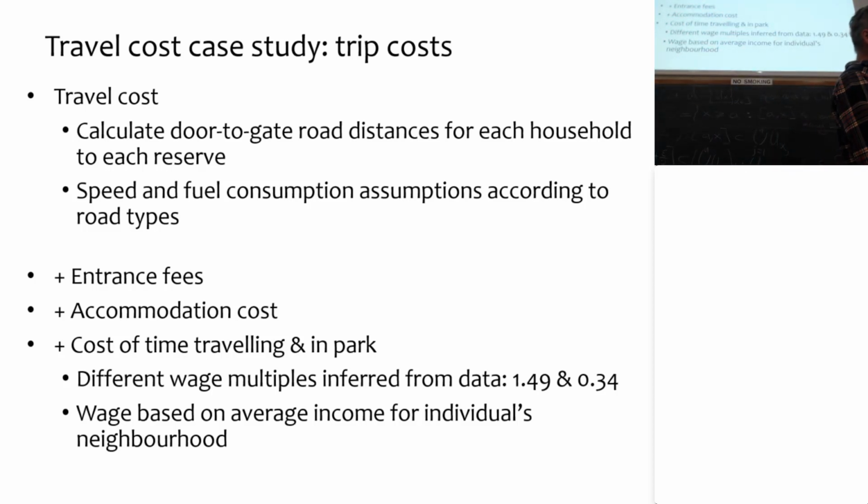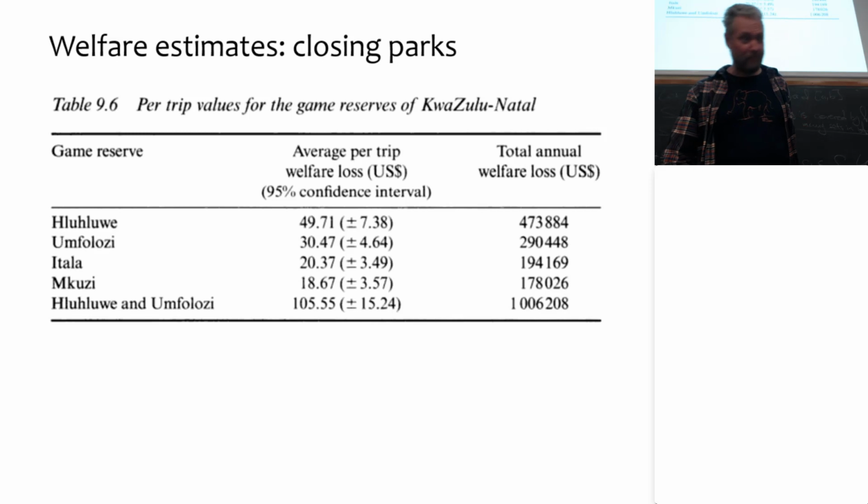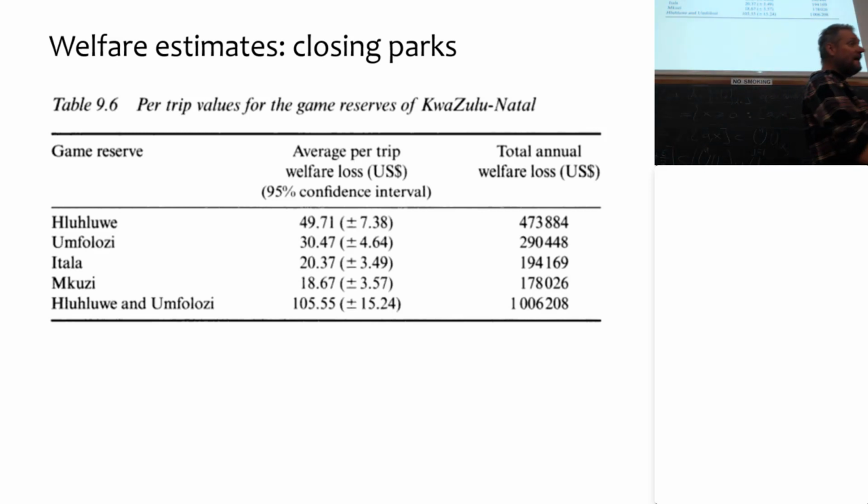And you can figure out how much they spend on fuel and so on and so forth. You can add all these things up. And then you can come up with a consumer surplus, right? You've essentially estimated the welfare or the demand function. You can integrate under the demand function to get consumer surplus.